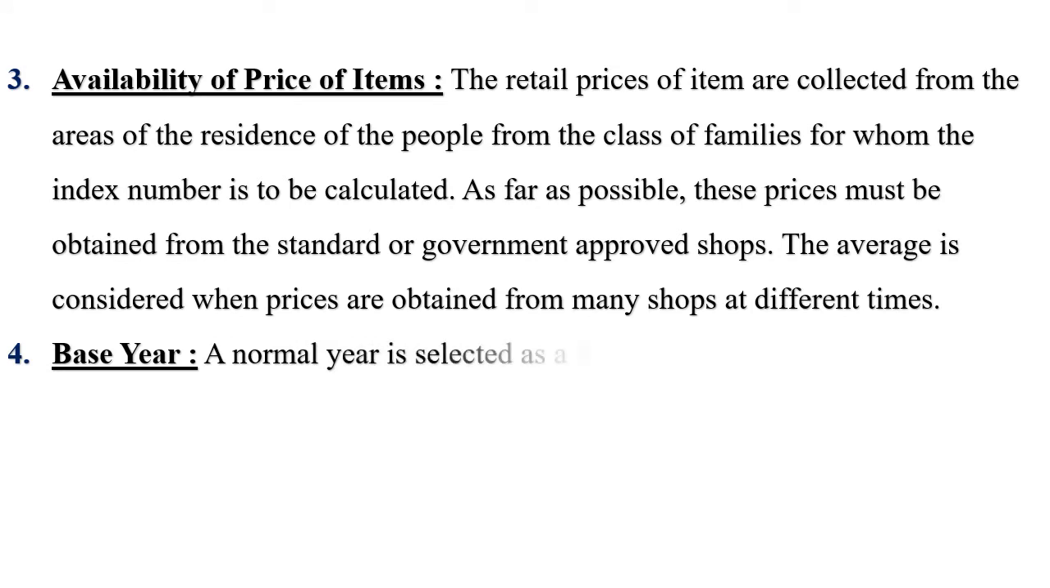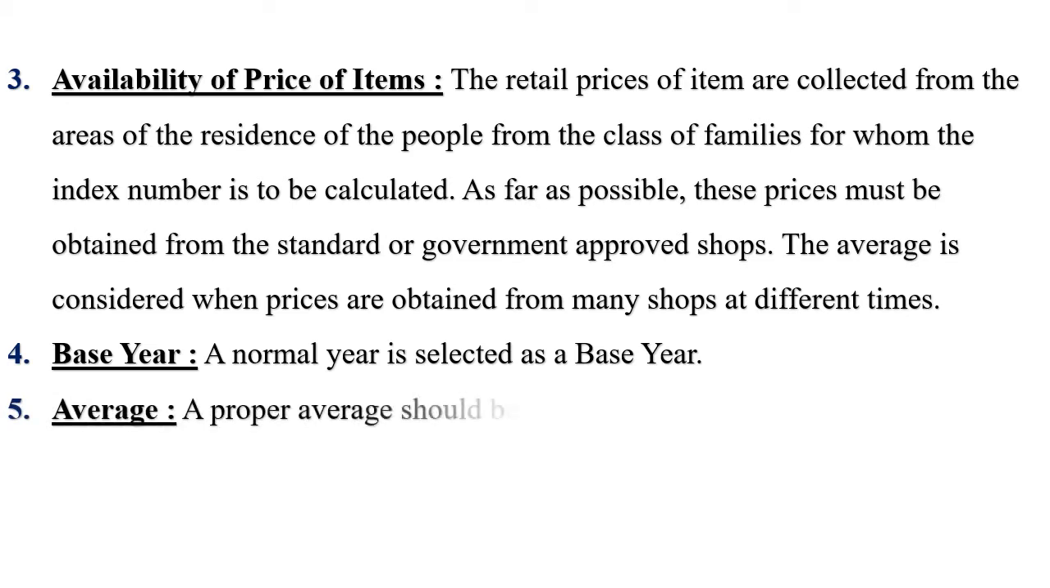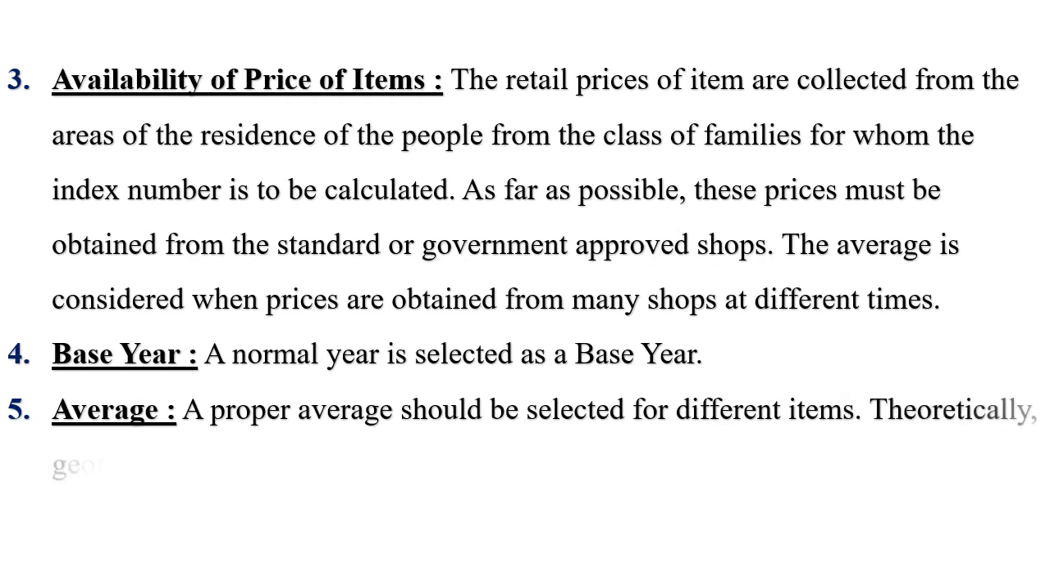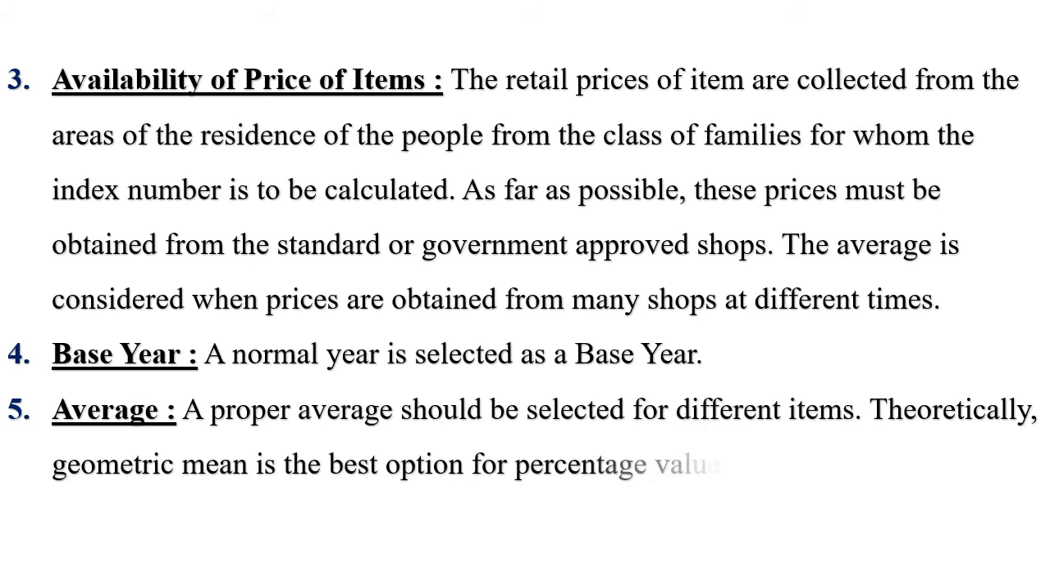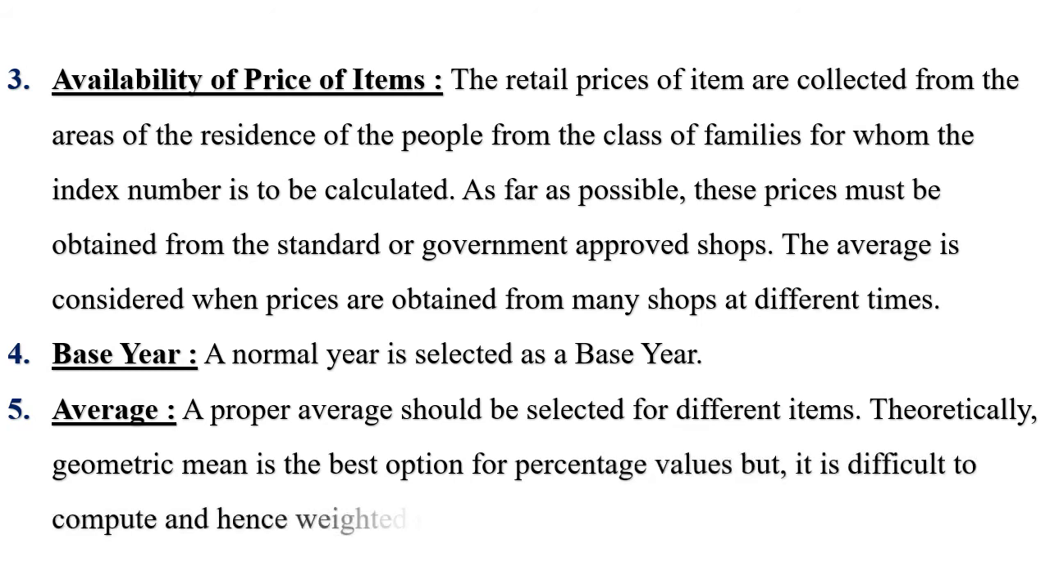Fourth is a base year. A normal year is selected as a base year. That's very simple. Fifth is average. A proper average should be selected for different items. Theoretically, we know that the geometric mean is the best average, or an ideal option, for percentage values, but it is difficult to compute, and hence the weighted mean is commonly used for that purpose.